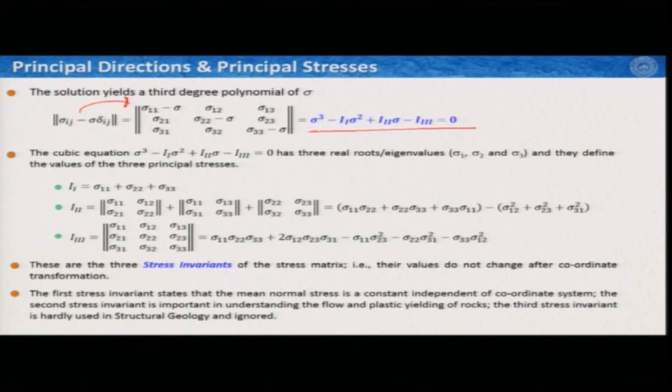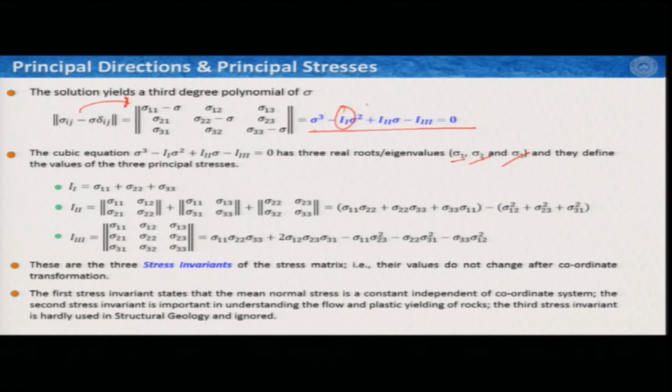Now, if you have that equation, where I1, I2 and I3 are 3 constants, we will learn what these are soon. Essentially this would yield 3 real roots of this equation. You can say root 1 is sigma 1, root 2 is sigma 2, and root 3 is sigma 3, and they are the values of the principal stresses. These are also the eigenvalues of the stress matrix that we are dealing with. So, this is the way you get your principal stresses.